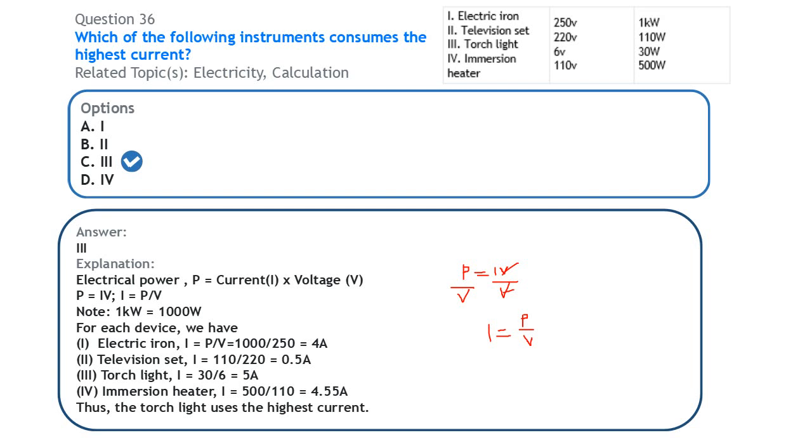For the television set, it is going to be 110 divided by 220, and that is 0.5. For the torchlight, we have 30 divided by 6, and that is 5 amperes. For the immersion heater, we have 500 divided by 110, and that is 4.55. And if you look at all of this here, 4, 0.5, 5, and 4.55, we see that 5 is the highest, which means that the torchlight uses the highest current.